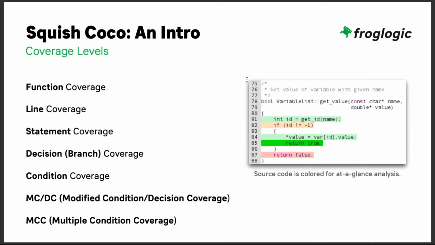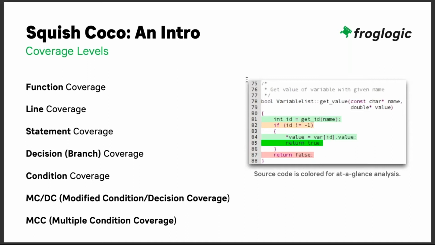So last slide before we jump into a demo. Coco supports a number of metrics for reporting on the coverage. Many of these are probably familiar to you, like function and line and statement coverage. We don't have time to go through each in depth, but some more complex ones like MCDC and MCC deserve an explanation. In MCDC, or modified condition decision coverage, it's like condition coverage, except every condition in a decision must be tested independently in order to reach full coverage.